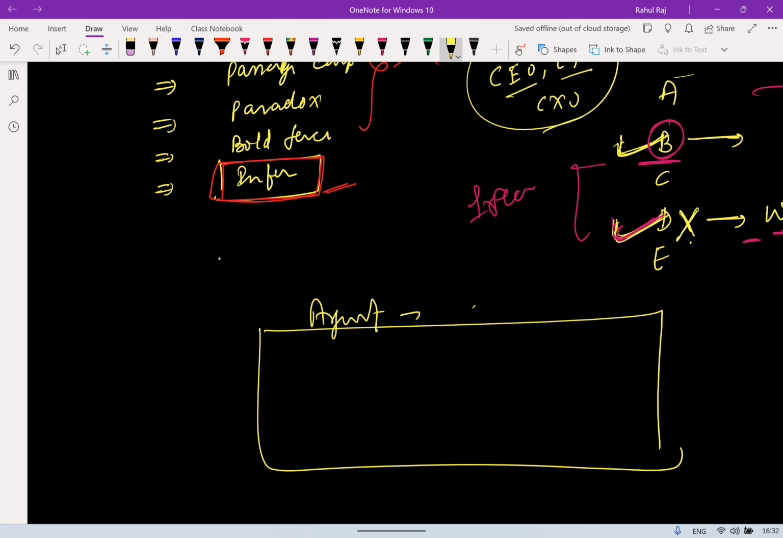Whatever argument is given to you in the exam is non-challengeable. You cannot challenge the argument. You cannot bring up your own information saying that no, Rahul, according to me, the sun rises in the east. No. If the argument says the sun rises in the west, it means for that particular argument, you have to consider that the sun rises in the west.